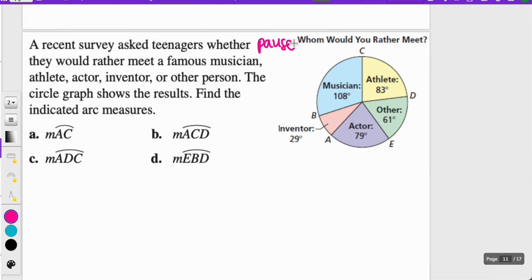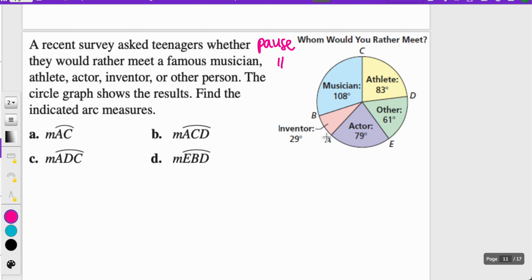A recent survey asked teenagers whether they would rather meet a famous musician, athlete, actor, inventor, or other person. The circle graph shows the result. Find the indicated arc measures. Go ahead and pause the video now. Try these on your own, and when you're done with A, B, C, and D, go ahead and click play.